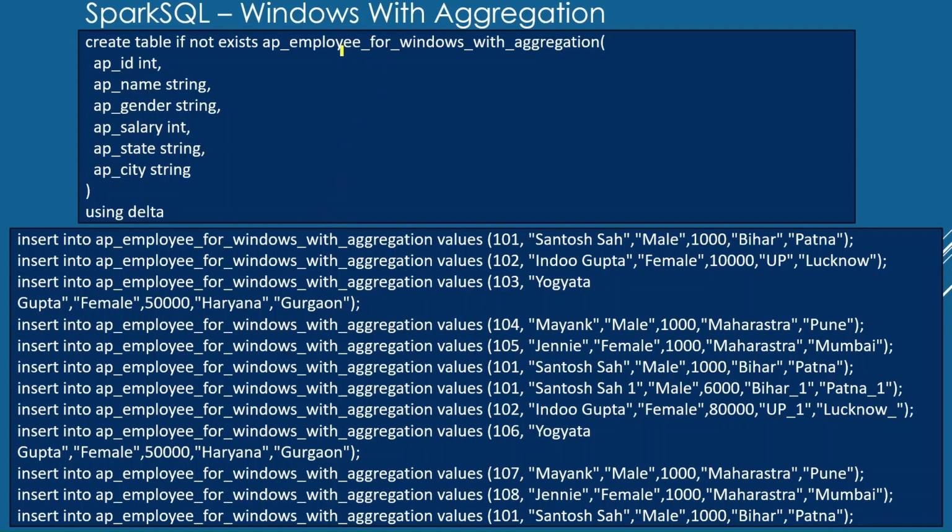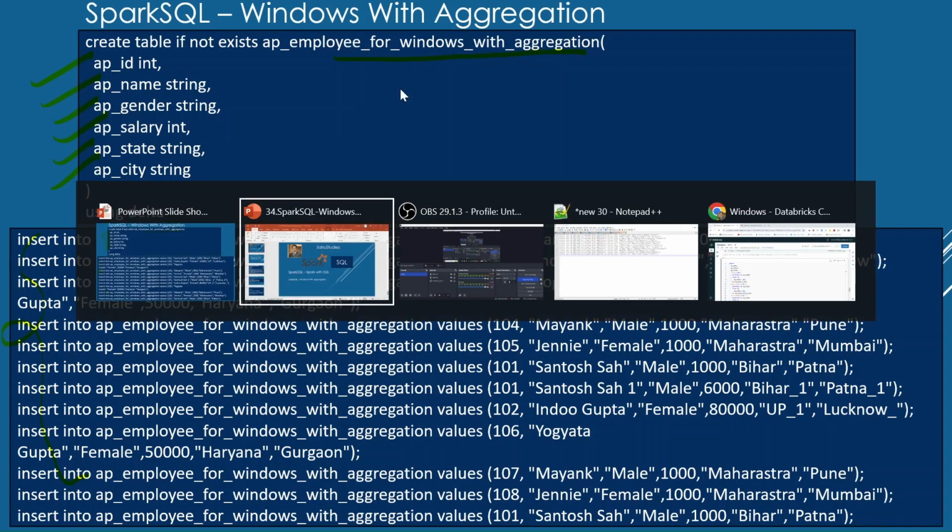For this I'm creating this table. These are the attributes of the table, and with the help of an insert statement I am inserting some records in this table, and after that I will show you how the aggregation function works with window function. So let's go to the Databricks.